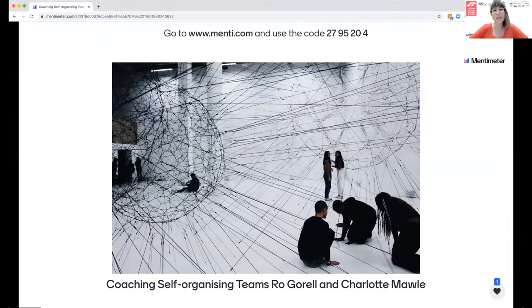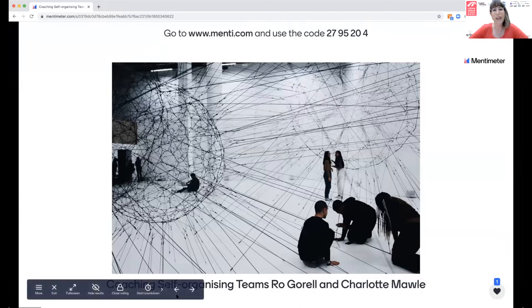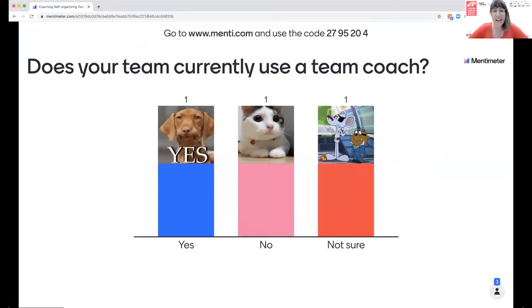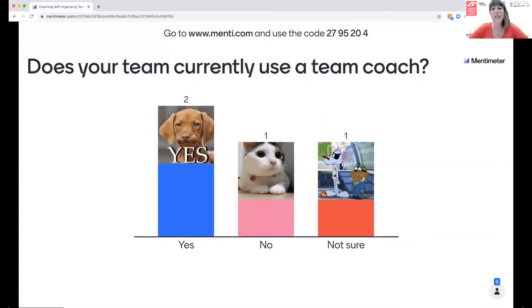So we're going to be starting by asking a question, and we like to have a bit of fun with our questions as well. So bear with us on this slide, but we thought it was quite amusing, so we hope you'll enjoy it too. Oops, we've got people in there already. So the cats and the dogs and the mice are equal at the moment. So if you want to put your vote in there now, does your team currently use a team coach?